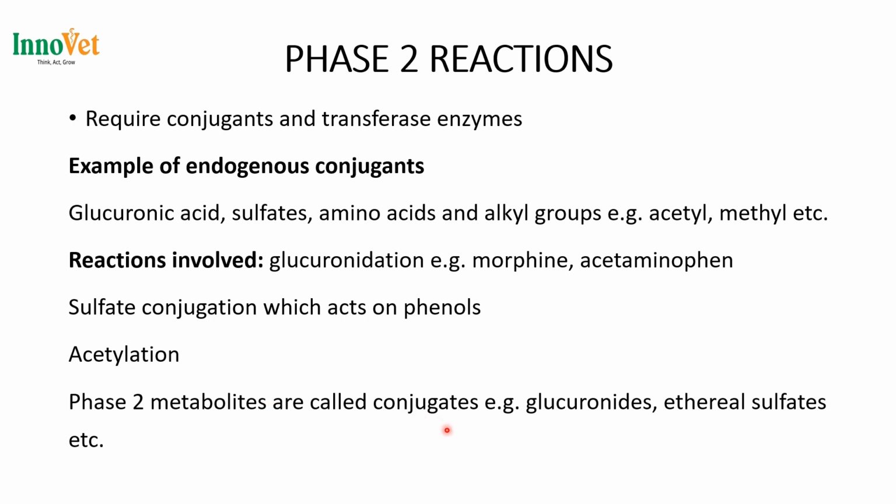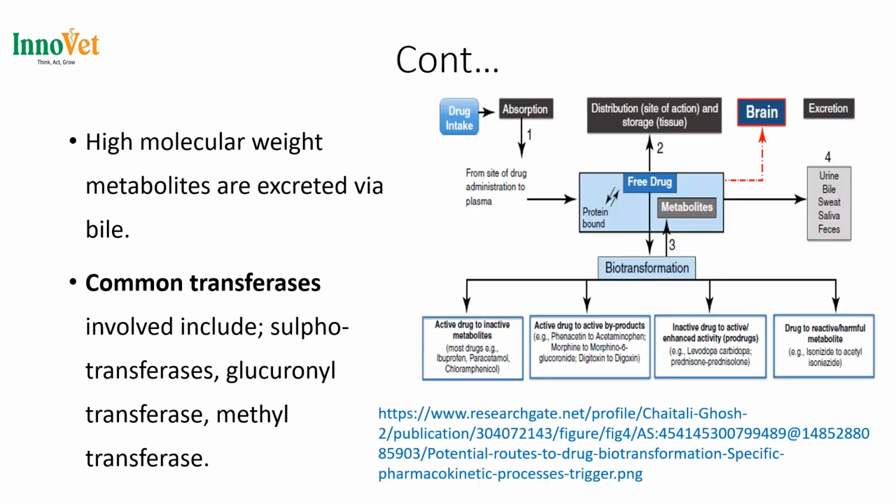So the phase 2 metabolites that are formed are also known as the conjugates, for example, glucuronides and ethereal sulfates, among others. Higher molecular weight metabolites are excreted basically via bile, but that one we shall be seeing later on in excretion.